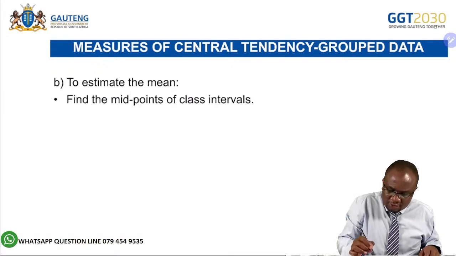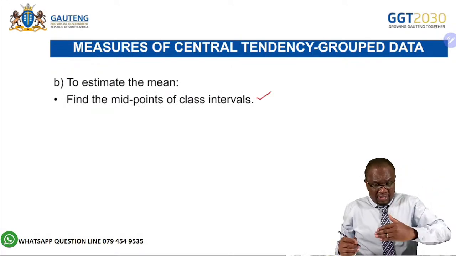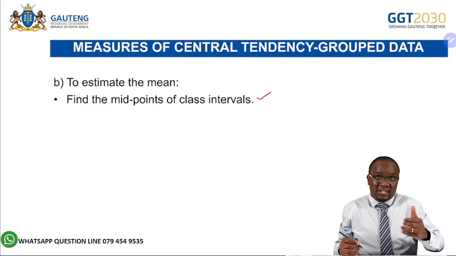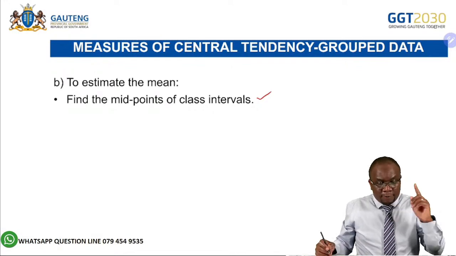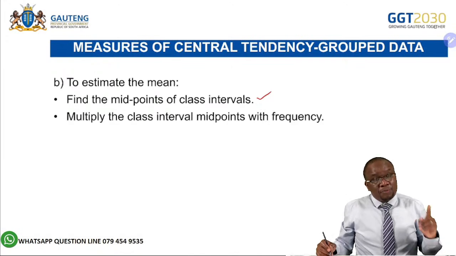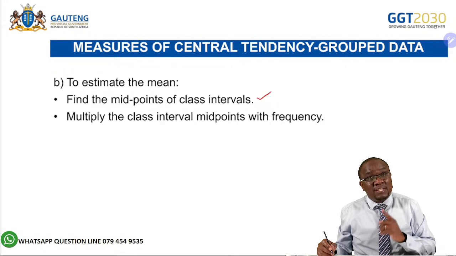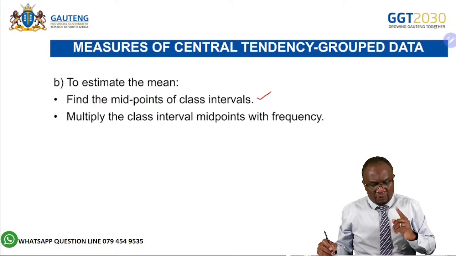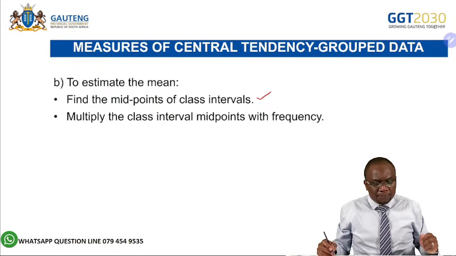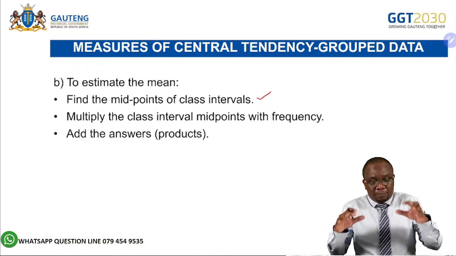Find the midpoints of the class intervals. Please write them down, or let me go through everything, then I'll give you time to copy. You find the midpoint of the class interval, and then two, you multiply the class interval midpoints with the frequency. I'll explain why we're doing that. For now, just take the notes.